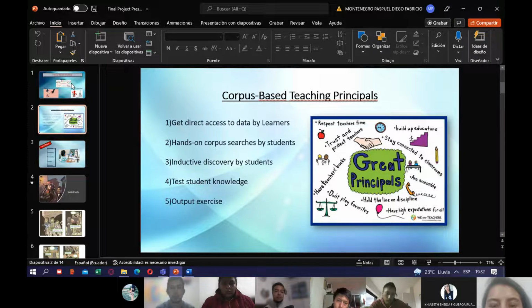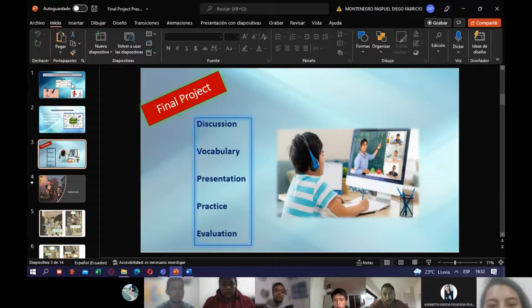And then the output exercise. It's important that the students show what they learned after the analysis of the corpus, through practice using the language in writing texts or speaking, comprehension questions, and different activities where the students can show what they learned in the class. Next slide, please.